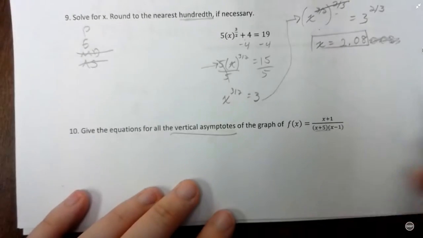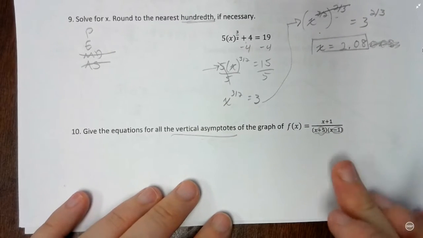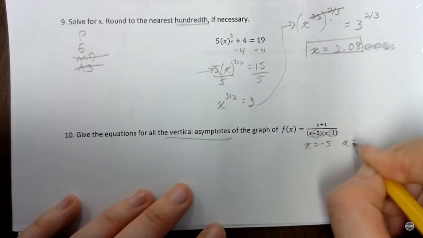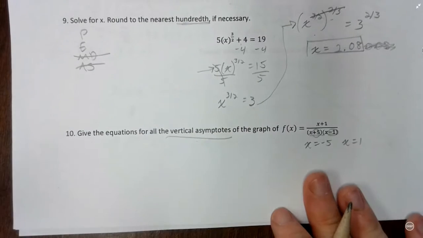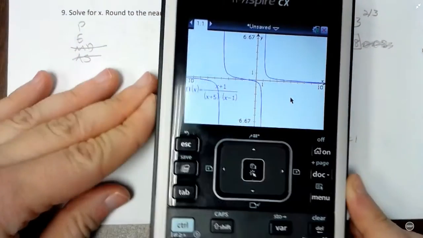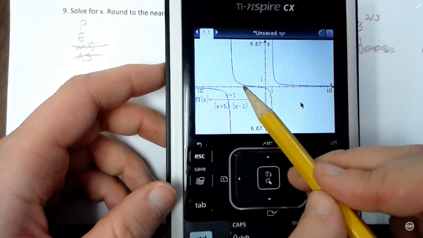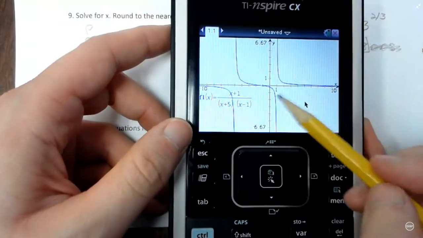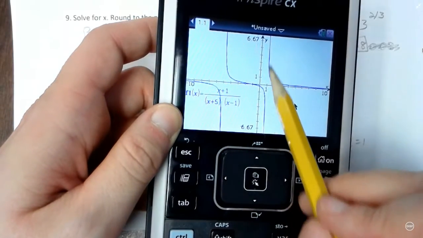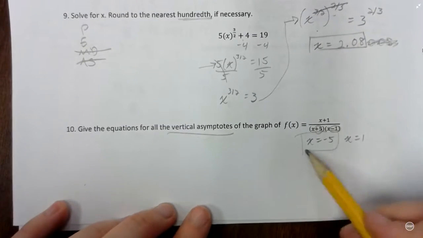Number 10, give the equation for all vertical asymptotes of this graph. Now, if it's given to you factored like this, all you have to do is flip these two signs and you got it. That's it. It would be x equals -5 and x equals 1, but let's just graph it. Let's check, because I know a lot of you are going to want to graph it. So here's my graph, and you can tell there's a vertical asymptote here at -5, so 1, 2, 3, 4, 5. Oops. And at +1. So -5, +1, and they are x equals lines because they go straight through the x-axis. So either way you do it, that's all I got to do. Both of those.